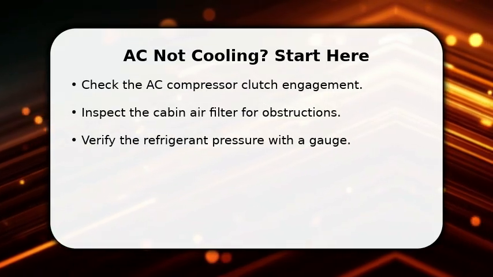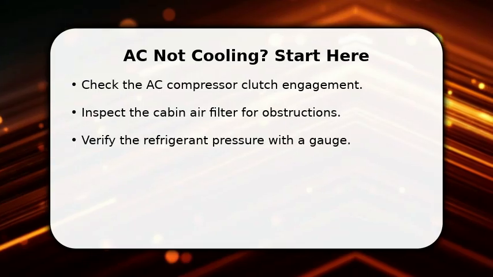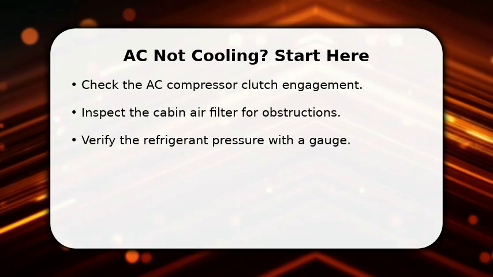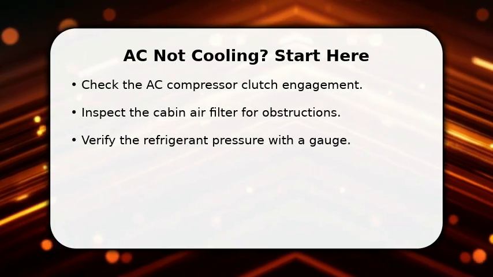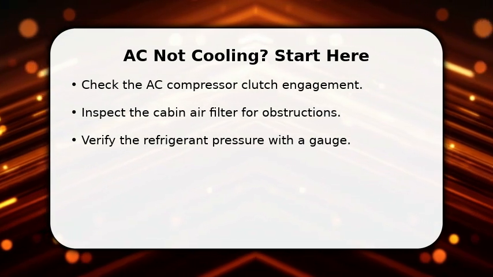Next, locate and inspect your cabin air filter. A clogged filter can severely restrict airflow. Finally, use an AC manifold gauge set to check the system's refrigerant pressure. These initial steps can often pinpoint simple problems quickly.